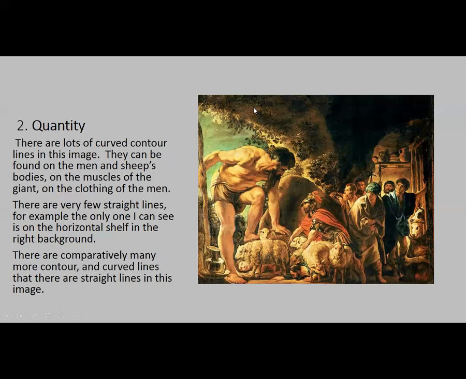And also, when you give examples of comparative proportion, you mention the basic formal elements that are being compared, but you also give examples where you see these in the image. So there's a lot of curved contour lines, but I can only see one or two straight lines in this, and those are the straight lines on the back of the shelf. So there are comparatively many more contour and curved lines than there are straight lines in this image. So that has to do with quantity, how many as compared to how many of something else.